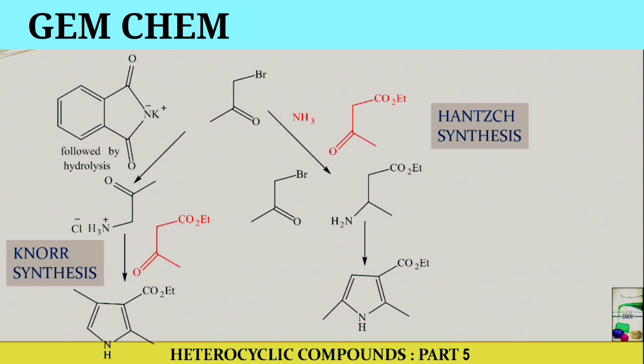Now you have to answer a question: during the Hantzsch synthesis of pyrrole, some furan is formed. Explain its formation using EAA and alpha bromoacetone as substrates.